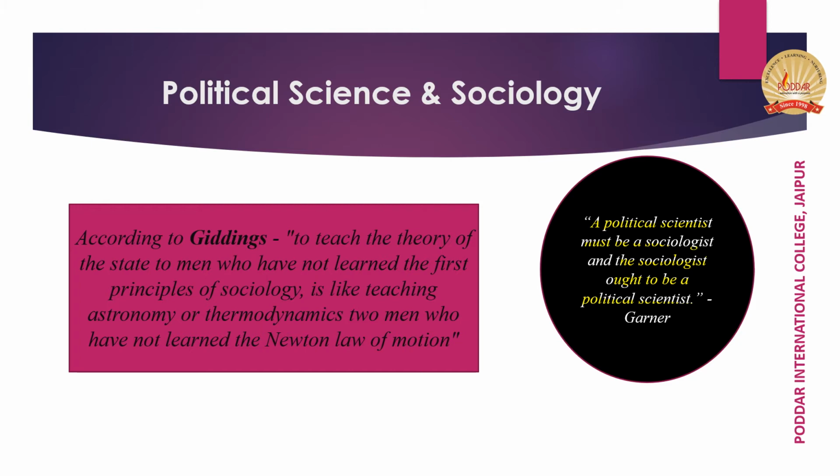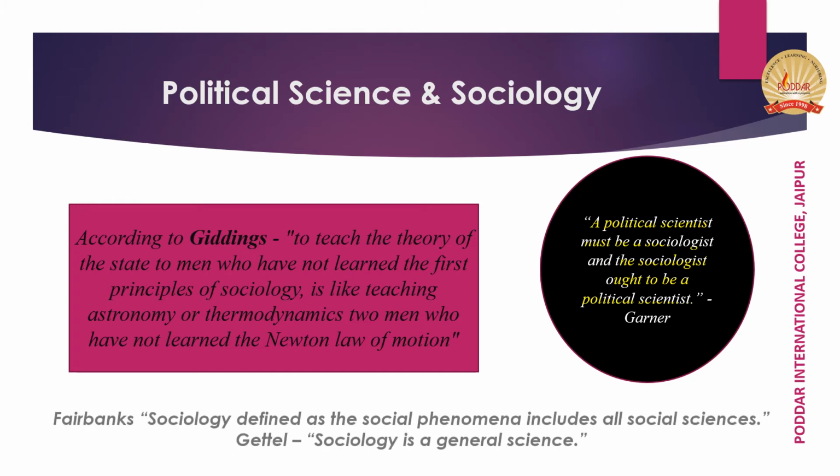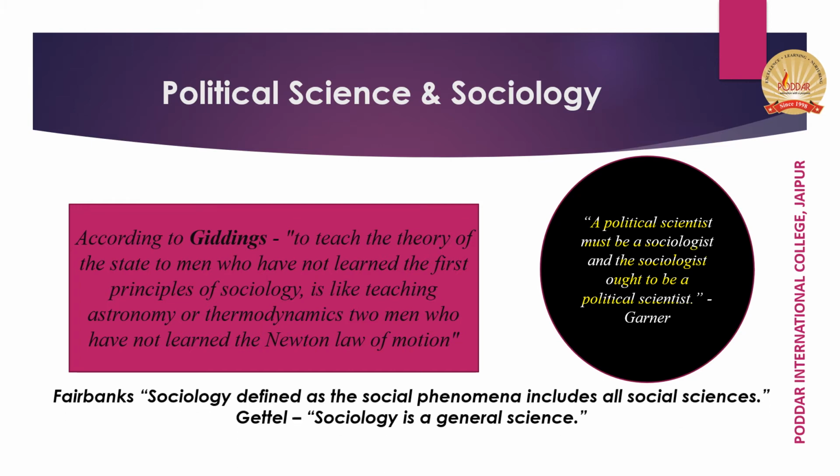Sociology is a general science. Both the disciplines have common subject matter without clearly demarcated boundaries. All politics is ultimately and deeply rooted in society. So there is a strong relation between political science and sociology. Fairbanks says sociology, defined as the study of social phenomena, includes all social sciences, and Gettel says sociology is a general science.